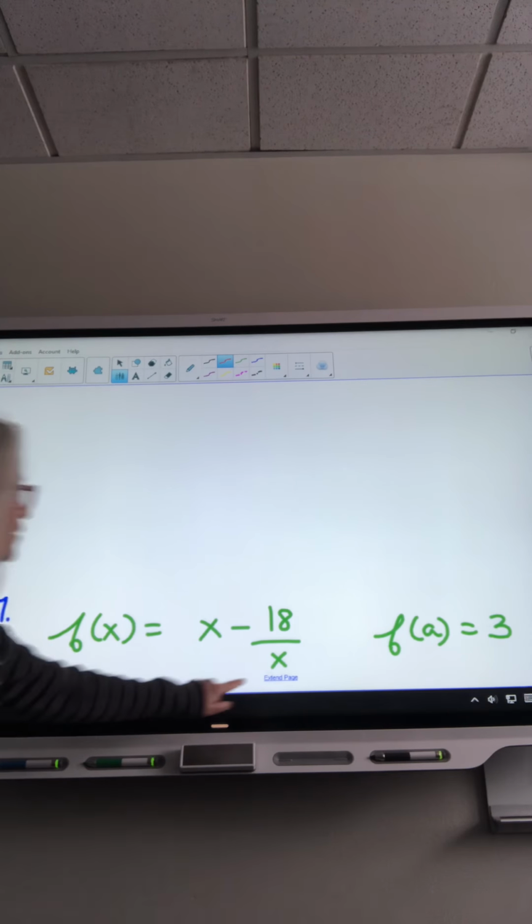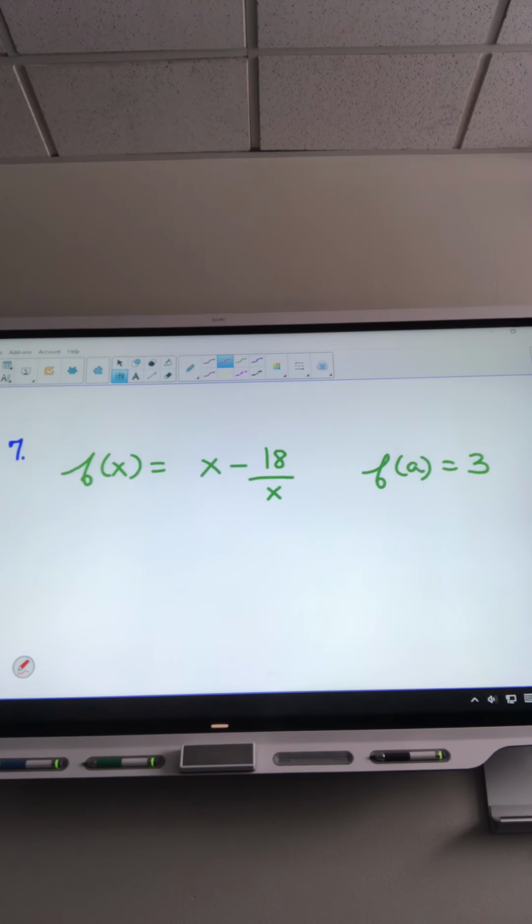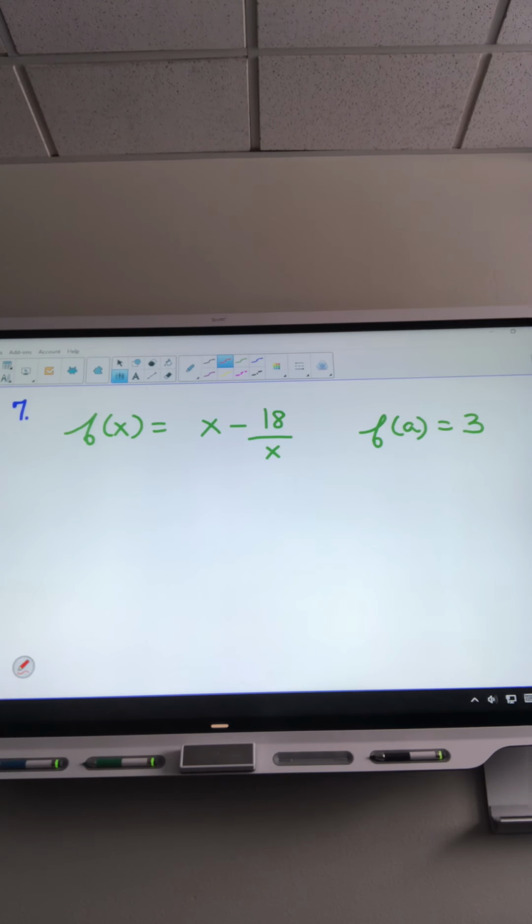Last one of the you-try-its. I'll go ahead and give you the solution to this. So the solution for number 7 is x is equal to 6 or x is equal to a negative 3.